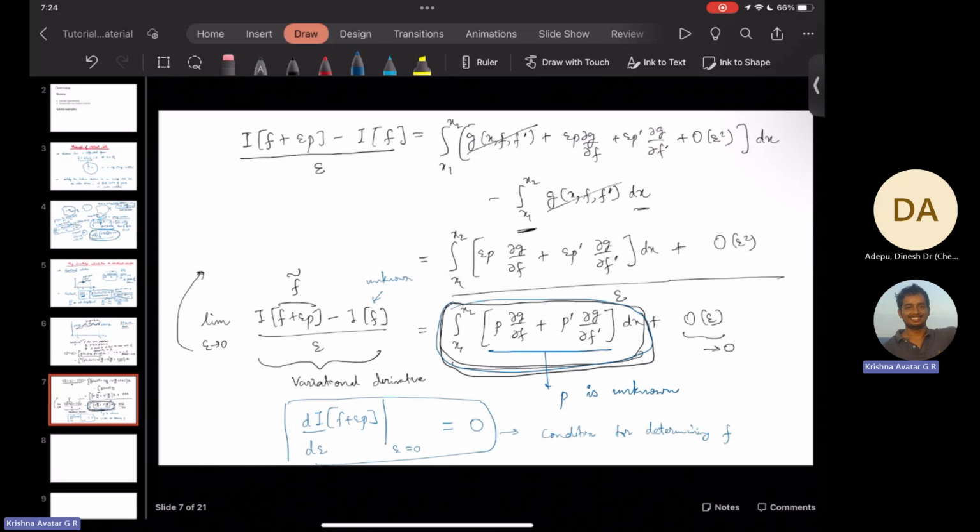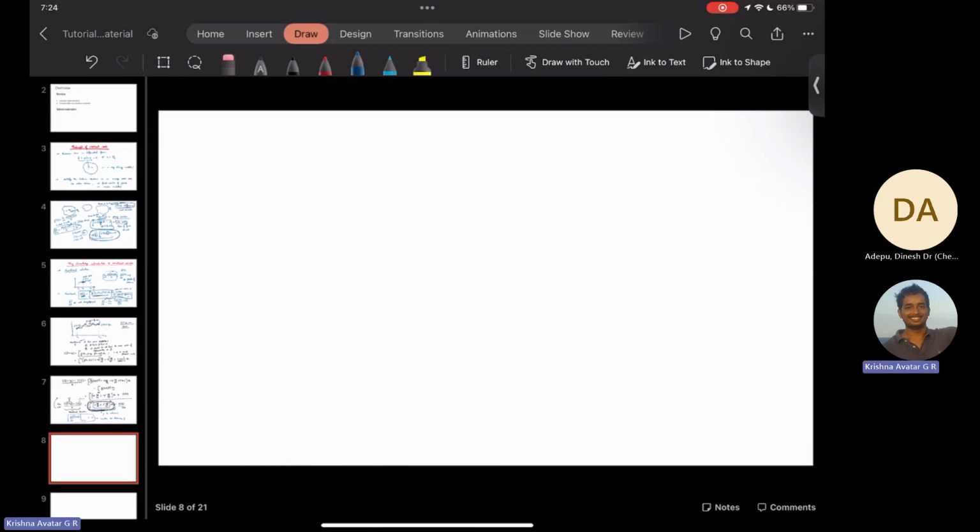However, what we see is that we have also introduced a new quantity p, and that's again another headache. So I'll rewrite it here: dI by d epsilon of f plus epsilon p, at epsilon equal to 0, is equal to the integral from x1 to x2 of p partial g by partial f plus p prime partial g by partial f prime, into dx, because the order of epsilon term became 0, so we have this much.